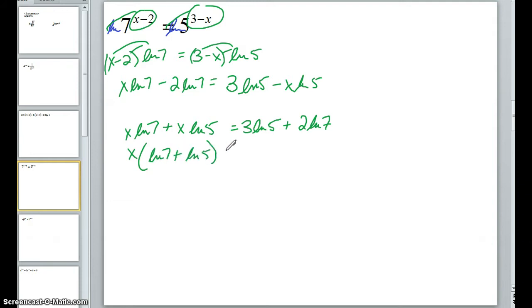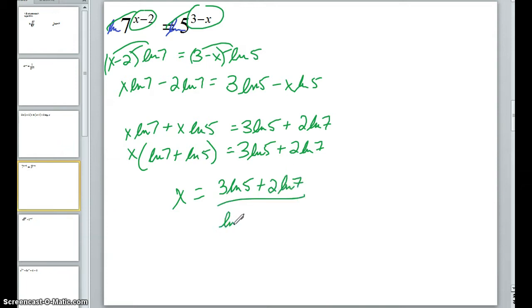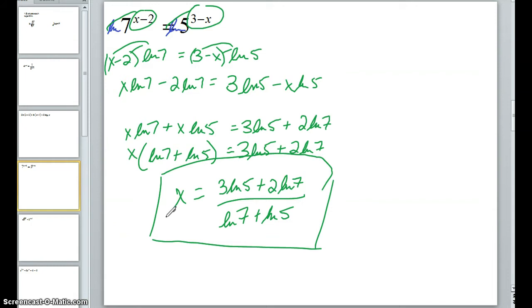I think you've seen a lot of these, hopefully, the last few weeks. And then divide. x equals 3 ln 5 plus 2 ln 7 all over ln 7 plus ln 5, and that is your answer. Okay? All right.